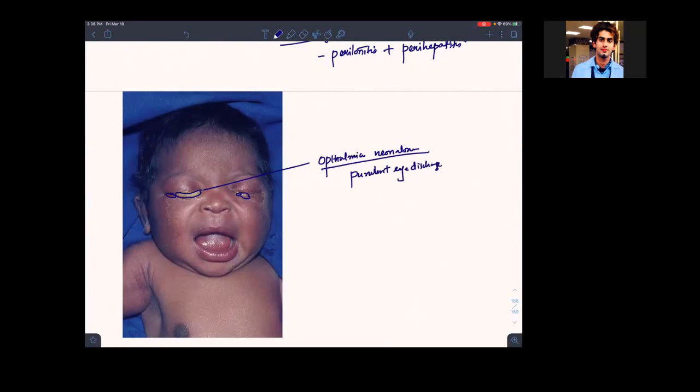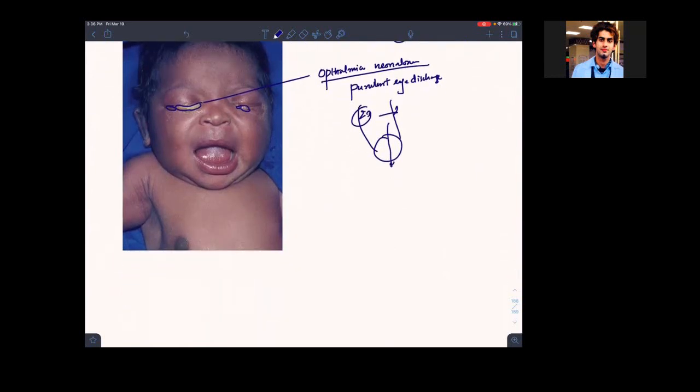When will this happen? For example, the baby was born 2 days ago. On the second, third or fifth day, he will develop ophthalmia neonatorum. How did this happen, sir? If the baby was coming with a normal fetal head presentation, it got contaminated while passing through the maternal genital canal, the birth canal. It got colonized.